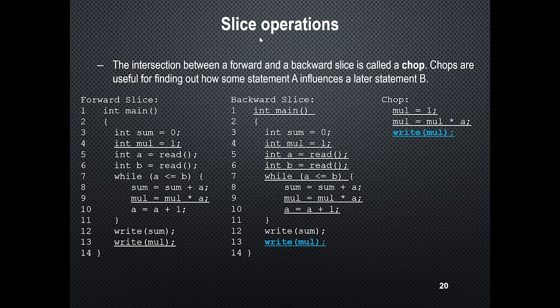And then there's multiple slice operations. The intersection between a forward and a backward slice is called a chop. Chops are useful for finding out how a statement A influences a later statement B. So we have the forward slice from the previous slides and the backward slice. What you do is find the lines from the slices which are the same. So it would just be int mul equals 1, mul equals mul times a, and write mul, as these are the only lines which are the same in both slices. So this would be your chop.